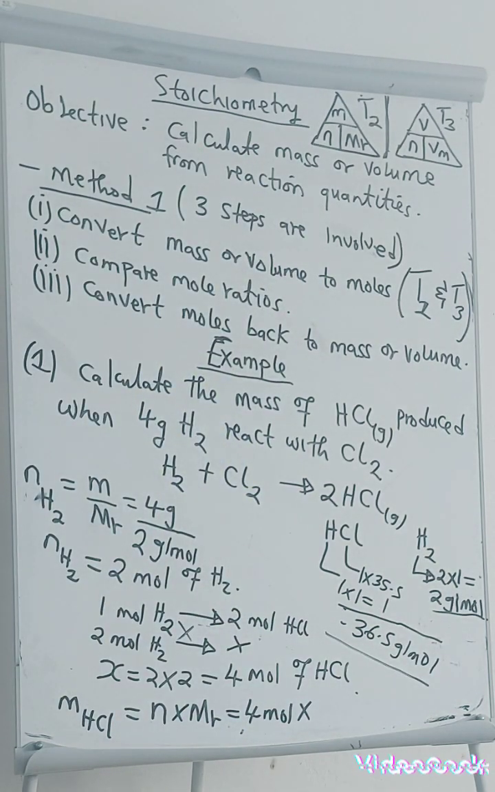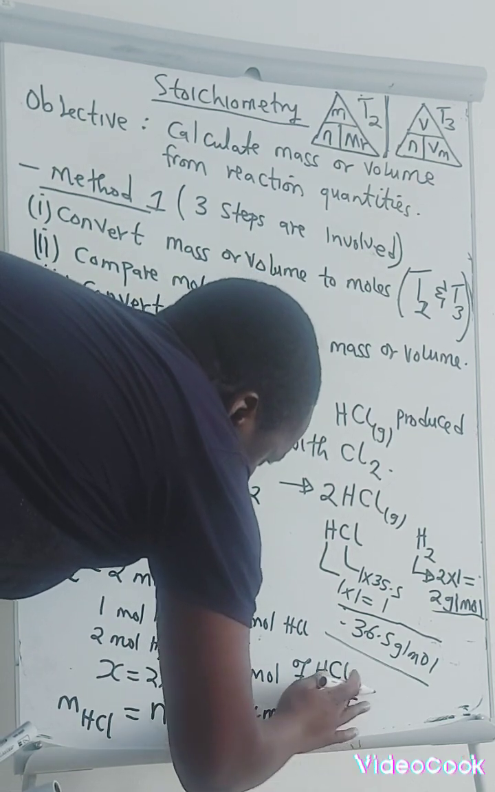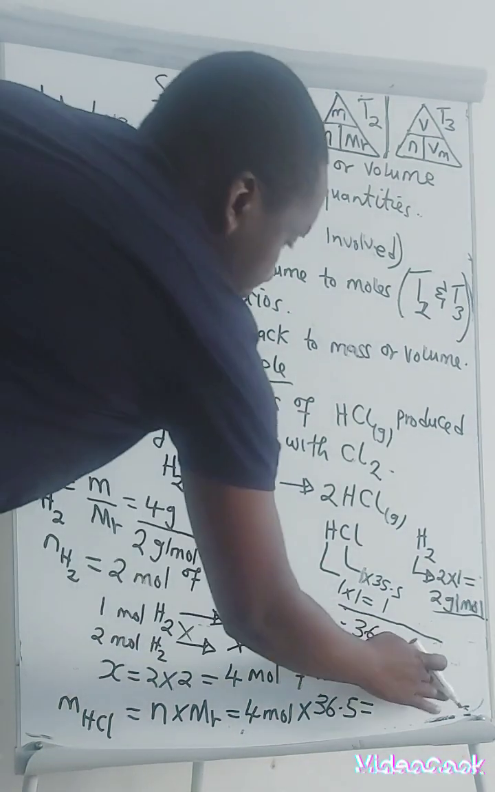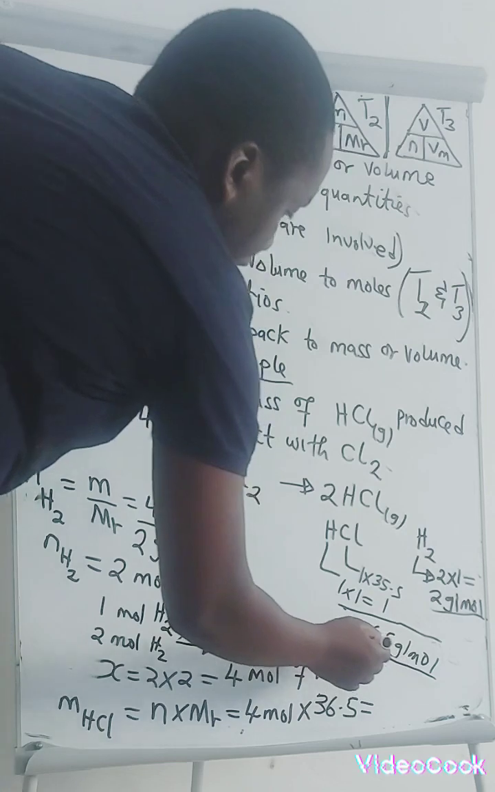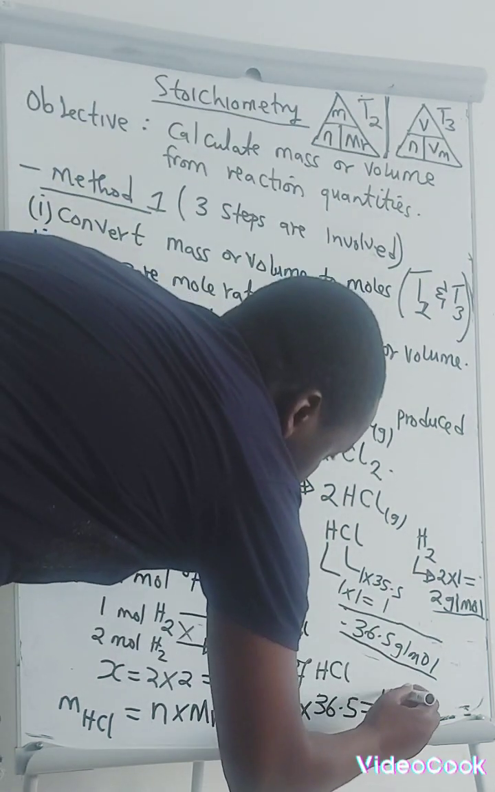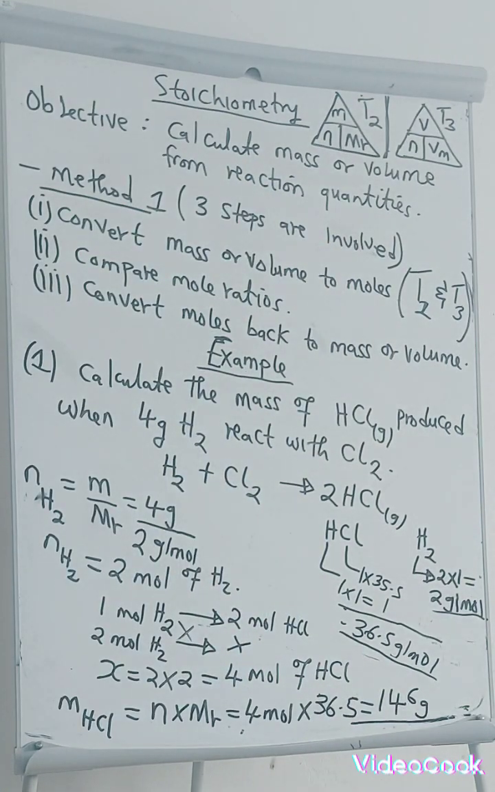So 36.5 will give us the answer, which is 4 times 36.5, that is 146 grams. 146 grams of hydrogen chloride.